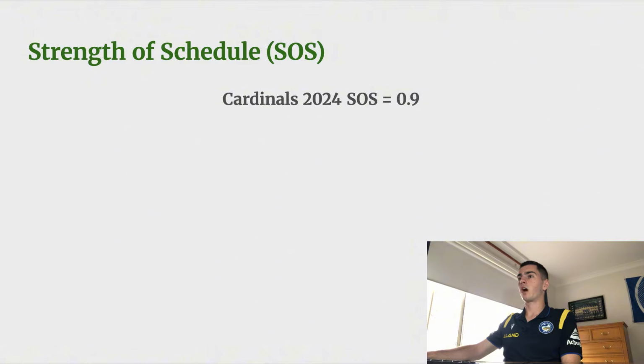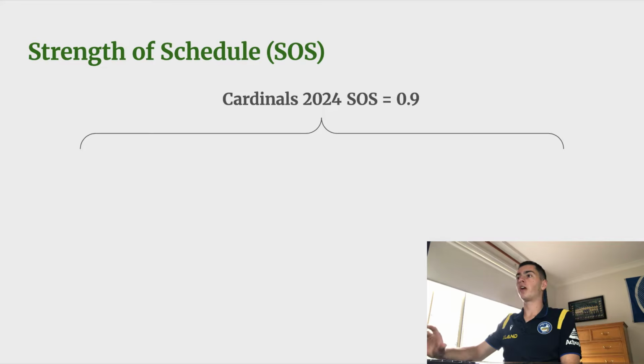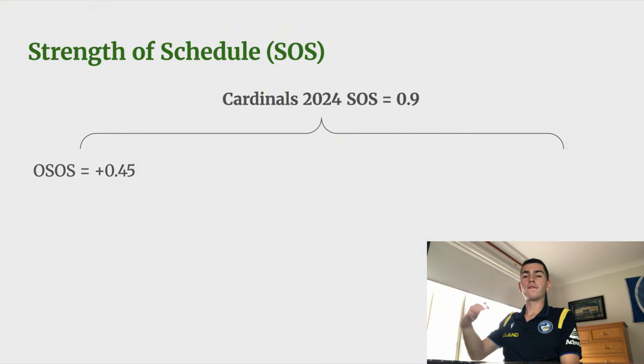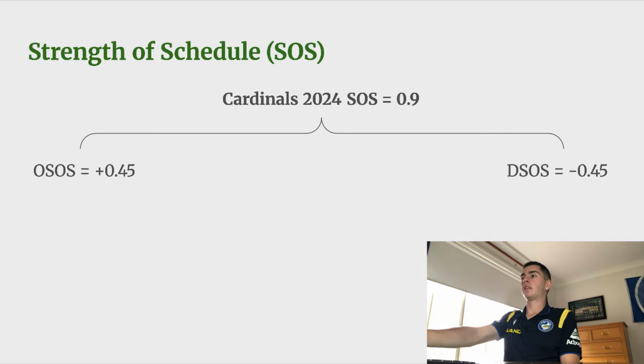This means the Cardinals faced opponents that were on average 0.9 points stronger than a league average schedule. So they had a tough schedule. I'll then split this figure into a positive 0.45 for their offensive SOS, OSOS, and a negative 0.45 for defensive SOS, or DSOS. This ensures teams that played tougher schedules during the season receive more credit on offense and at the same time an offset on defense.